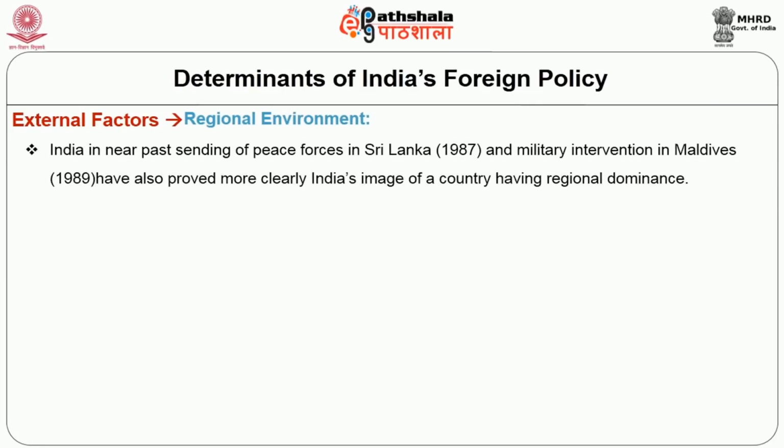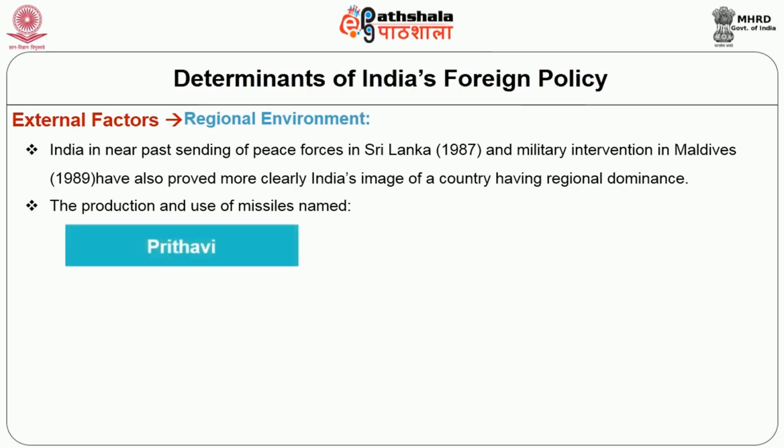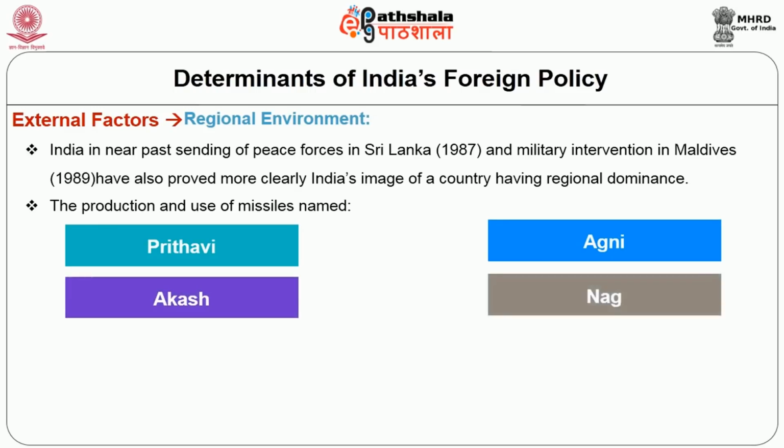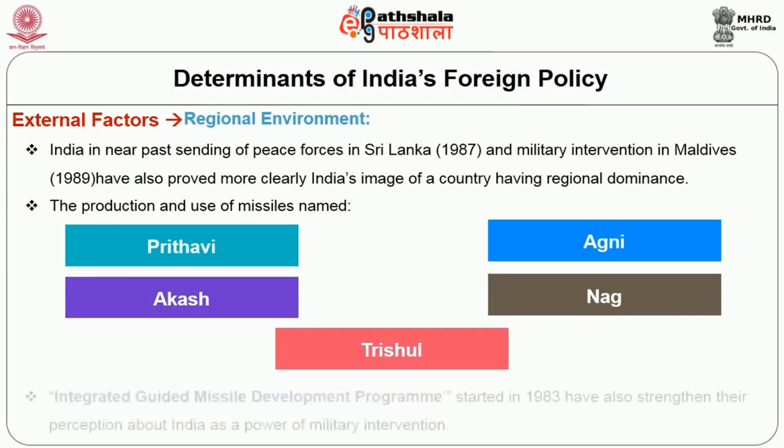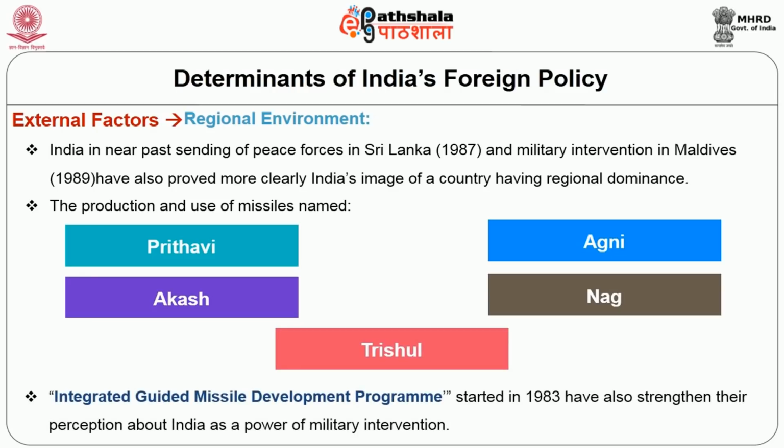Besides this, two steps taken by India in the recent past, sending of peace forces to Sri Lanka and military intervention in Maldives, have also proved more clearly India's image of a country having regional dominance. The production and use of missiles named Prithvi, Agni, Akash, Nag and Trishul under the Integrated Guided Missile Development Program, started in 1983, have also strengthened their perception about India as a power of military intervention.